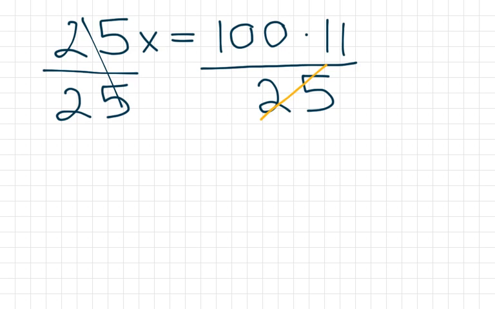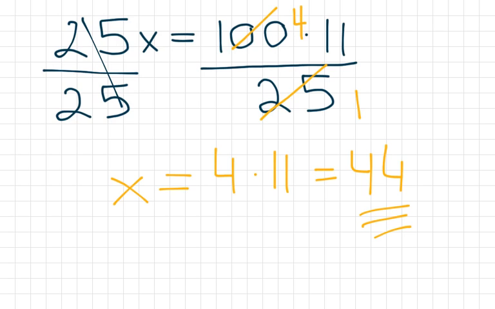Just like 4 quarters go into $1, 4 25s go into 100. So 25 divided by 25 is going to give us 1, and 100 divided by 25 is going to give us 4. So now what we have to do to figure out x is simply calculate 4 times 11, which gives us 44, and we end up with a solution much faster and more likely to be correct than the other solution method I showed you earlier.